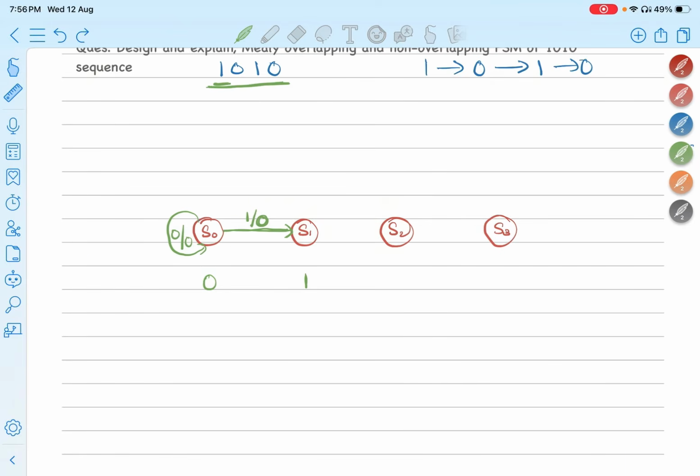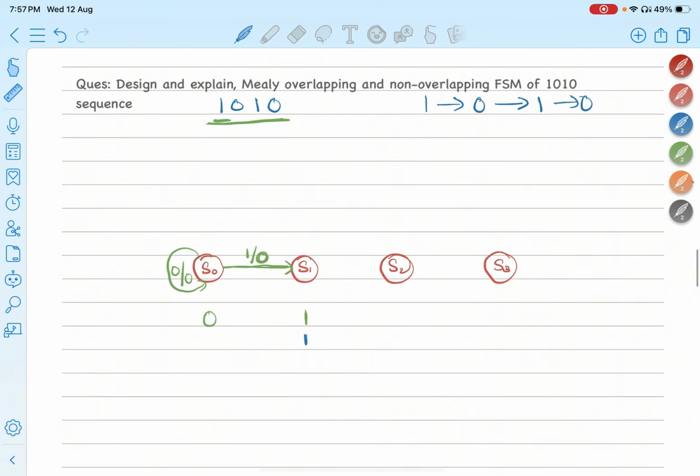We are at S1. Here we already have one. There are also two chances, 1 or 0. If 0 comes, it will move forward because we have 1010, right? So this is the sequence. If 0 comes, it will move forward, and here we will get 10. Okay. What if 1 comes? There will be 1 1.